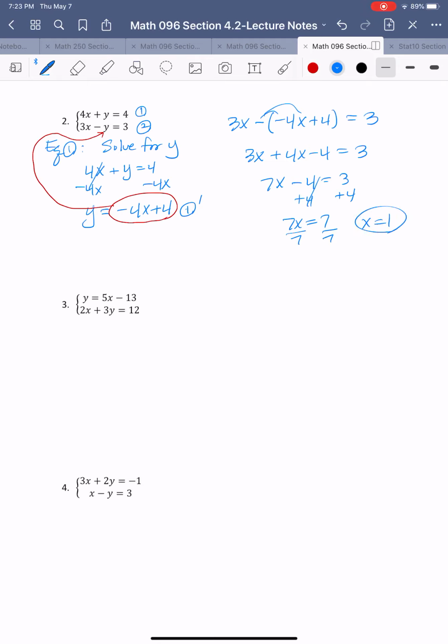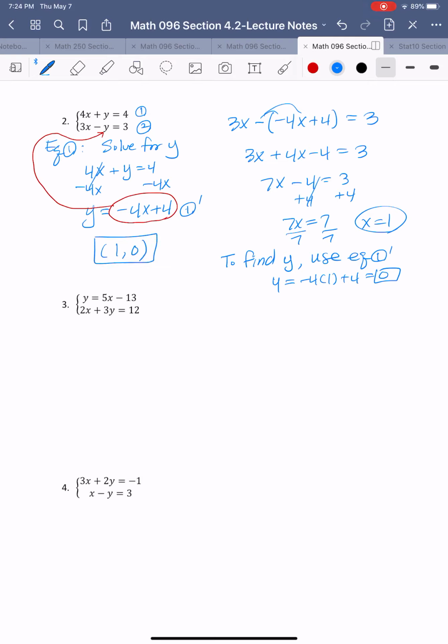But that's not it. We still need to find y. You have to decide which equation is the best. For me, it's equation 1 prime, because 1 prime is already solved for y. So you just need to plug in 1 in the x place right here. So y, using 1 prime, is y equals negative 4 times 1 plus 4, which is 0. So your solution is (1, 0).